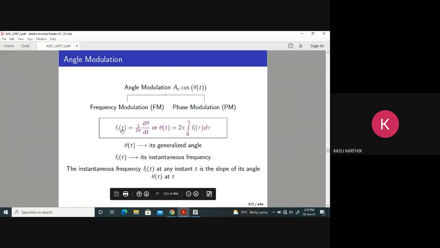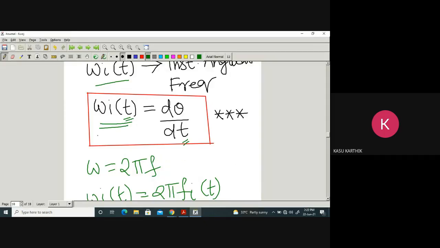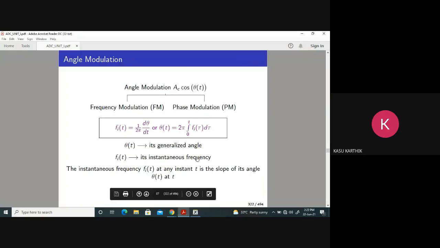So here I have written phi_i of t. What is phi_i of t? Obviously, 1 by 2 pi d theta by dt. Why phi? Because omega is nothing but 2 pi phi_i of t. If you take 2 pi this side, it becomes 1 by 2 pi. So I will use phi and omega_i interchangeably; don't get confused. They are both the same, just one is in hertz, the other in radians per second.